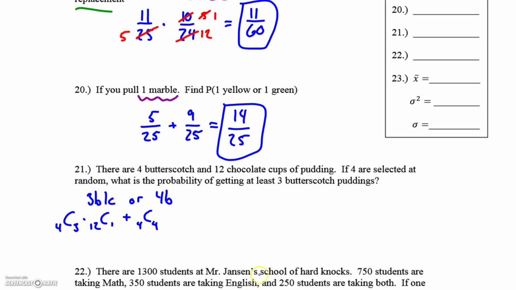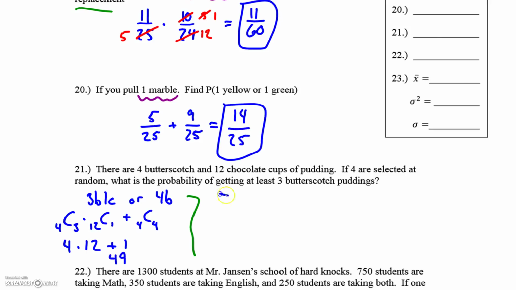And now it's just a job for my calculator. So this one gives me a 4. This gives me a 12. And this one gives me a 1. All right, so now I multiply. That gives me a 48 over here. I multiply and I add. So there's 49 ways that I can get at least 3 butterscotch.